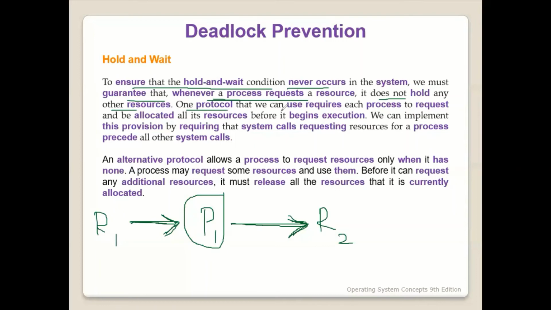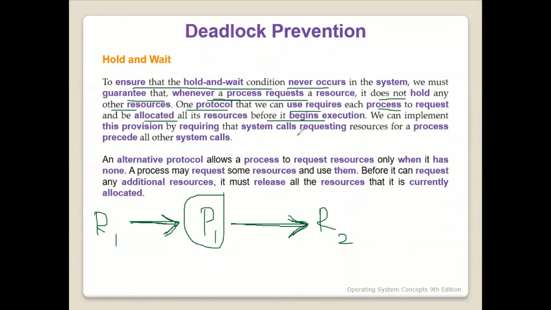One protocol that we can use requires each process to request and be allocated all its resources before it starts the execution. So when P1 starts execution, you are going to assign all the required resources. Then only P1 can start its execution. Do you get the idea? If P1 does not receive all the required resources, it's not going to start its execution. Can you get the idea?